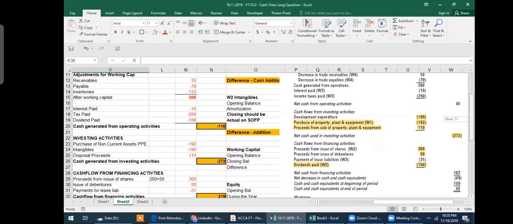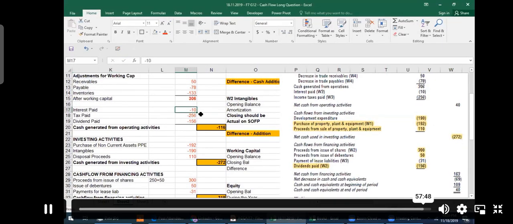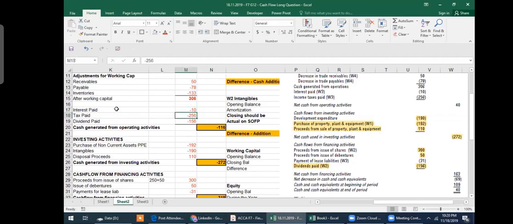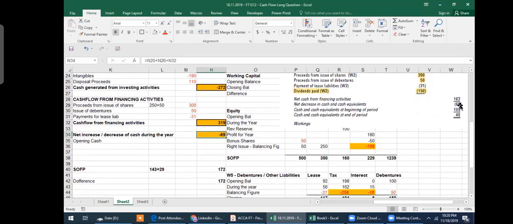So there was only one difference. We said interest paid, we put it positive, and that's why there was a difference coming in. We should put it minus 10. That was a mistake. Of course, when you say interest paid, it should be minus 10, not plus 10. That was the only mistake. Otherwise, all numbers are correct. We got the 69, they got 69. Then you have cash at the beginning of the period, and there should be cash and cash equivalent at the end of the period.